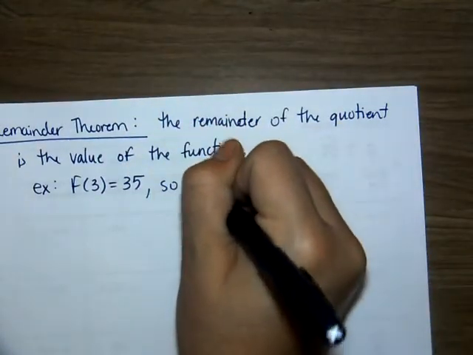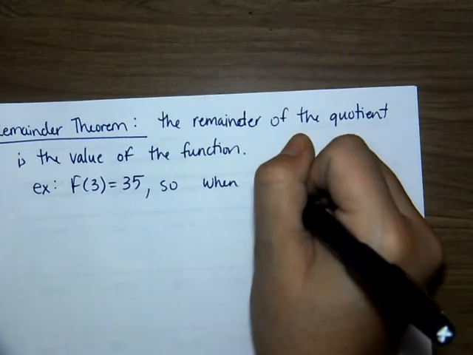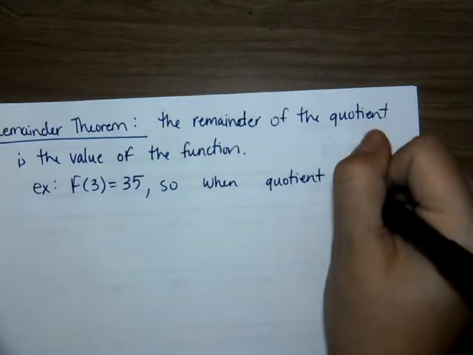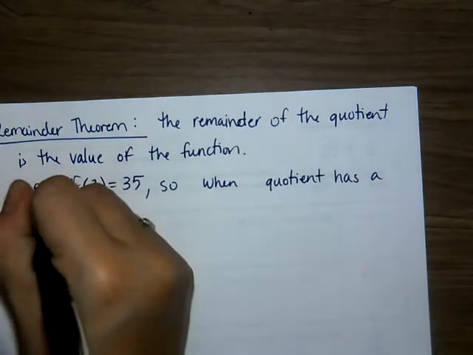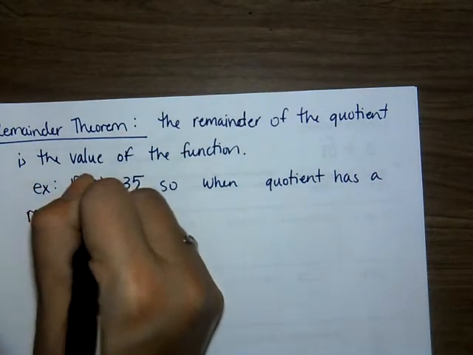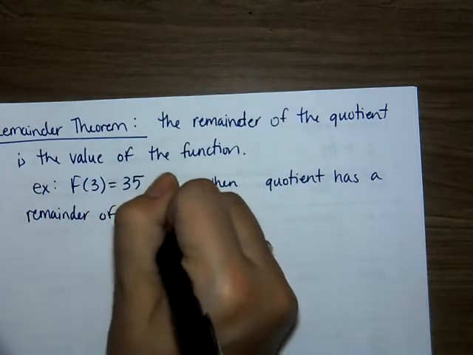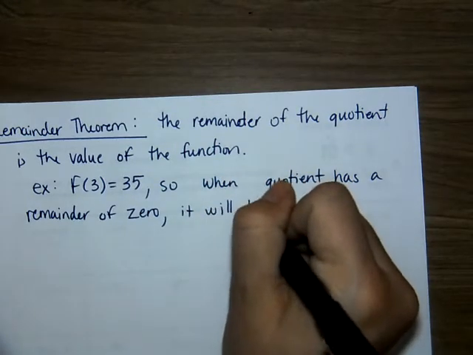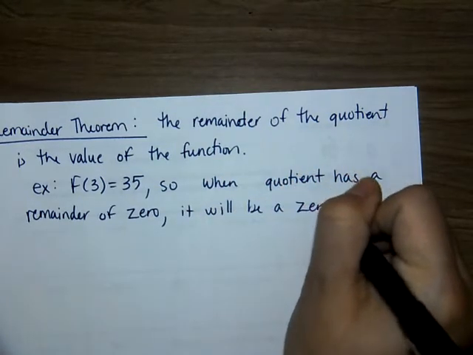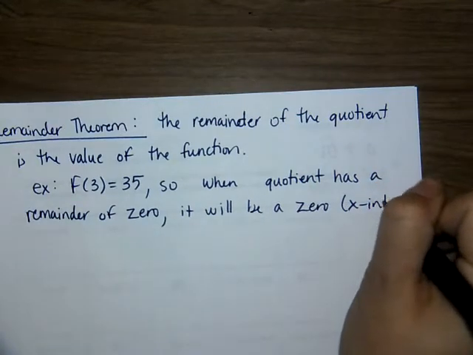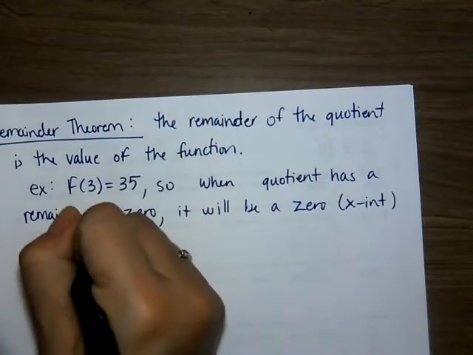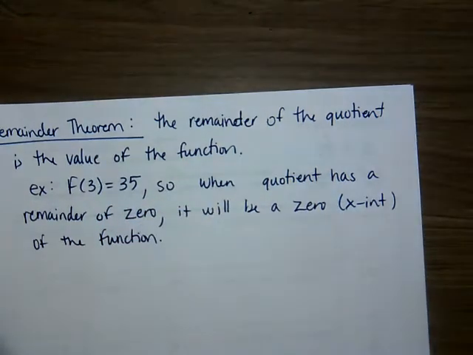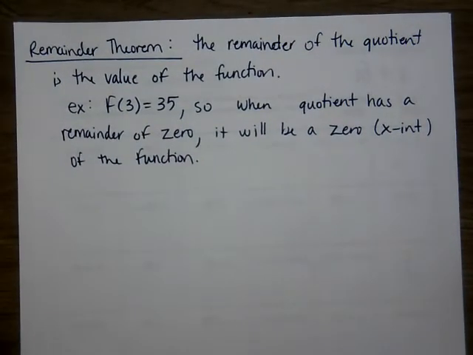So when the quotient has a remainder of 0, it will be a 0, which is an X intercept, we know, of the function. So that's what we were talking about at the beginning. If I get a remainder of 0, I know that this is an X intercept of my function.